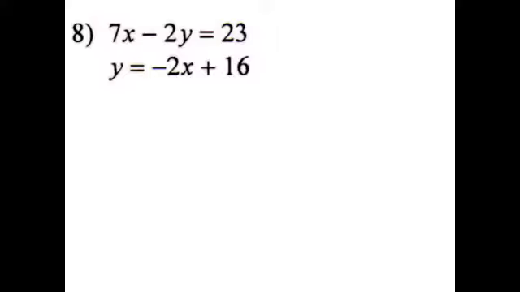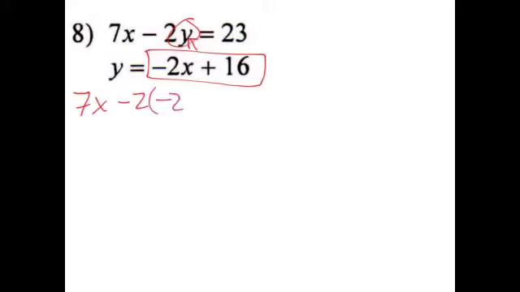Moving on to 8. This one is set up for substitution. Notice how it says y equals something. Well, that something can be put where the y is in my other equation. So I'm going to just plug that right in, substitute it in. That's going to give me the equation of 7x minus 2. Make sure you put these things in parentheses. Negative 2x plus 16, which comes from my second equation there. And on the right side we have 23.